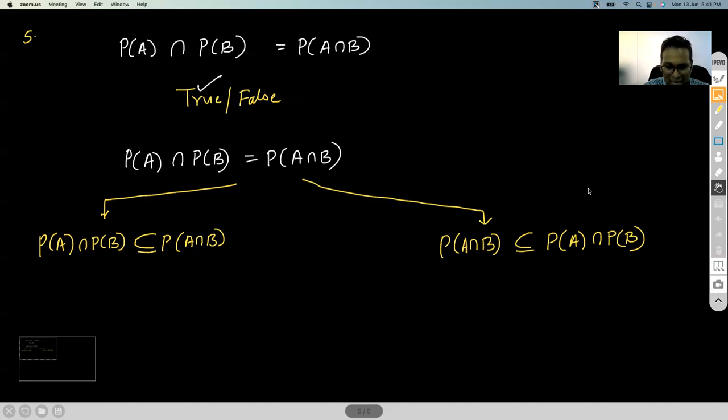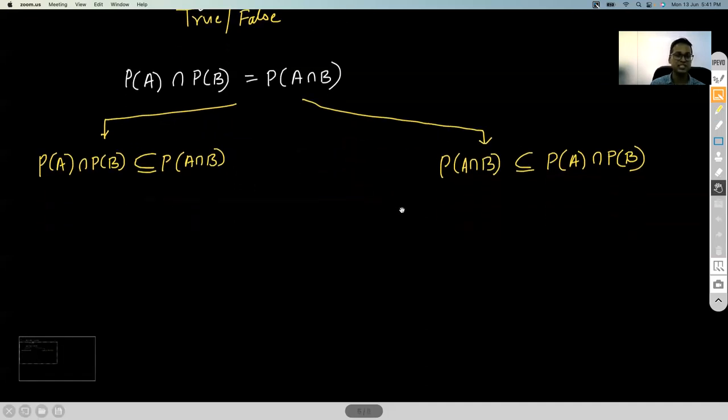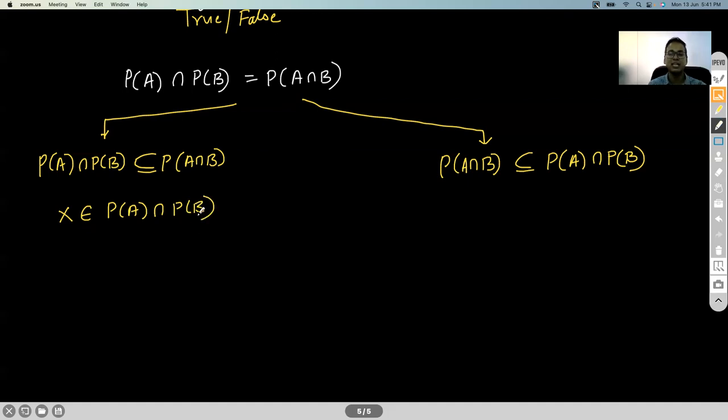Right. So coming back. If I want to prove that one set is equal to the other, I need to ultimately prove that one is the subset of the other. Let's see how we do it. I will first prove the left side, that P(A) intersection P(B) is a subset of P(A intersection B). So I'll take a member of P(A) intersection P(B). Please note, these are both power sets, so the intersection will also contain elements which are sets at the end of the day. So I should use a capital letter.